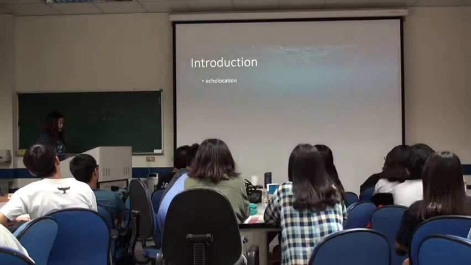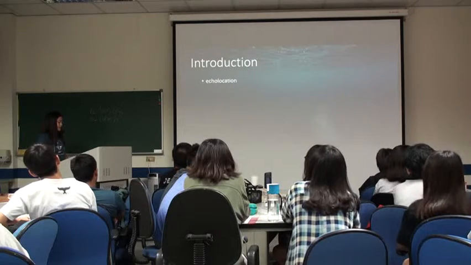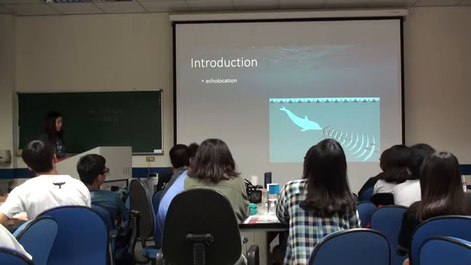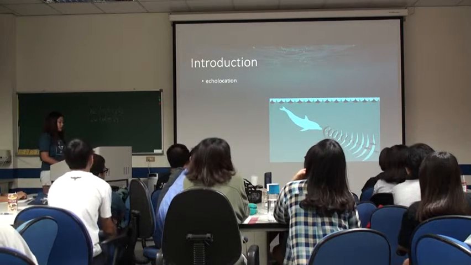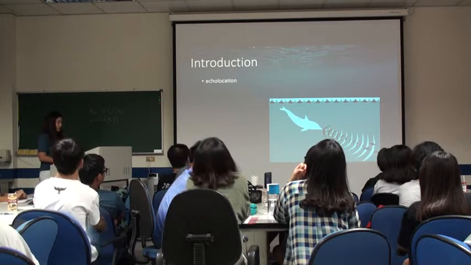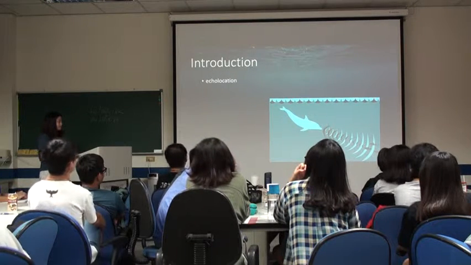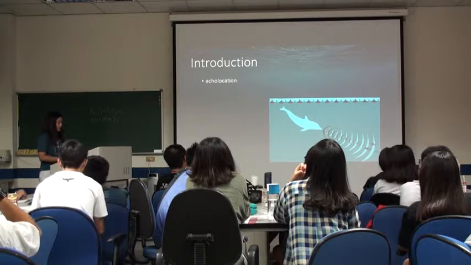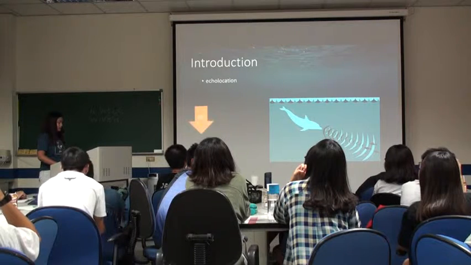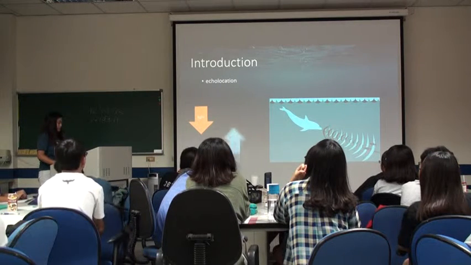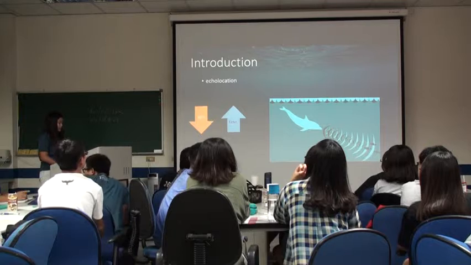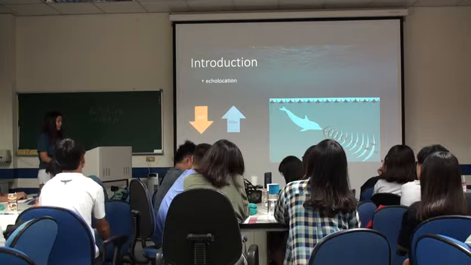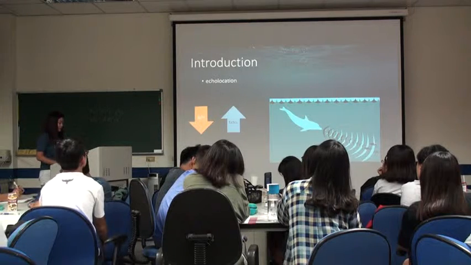The introduction. Echolocation is an ability of dolphins which can help them to detect how far the target is, and to know the target or something around them. And in the research, we can find that as the light decreases, they depend more on echolocation. That means the ability of echolocation is increased.